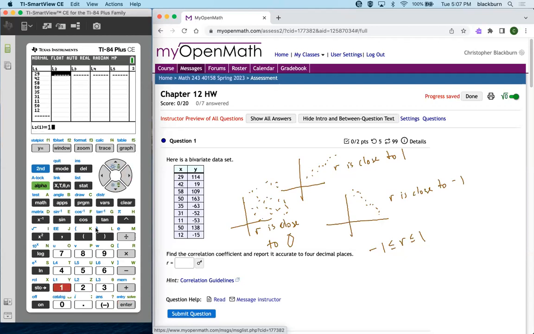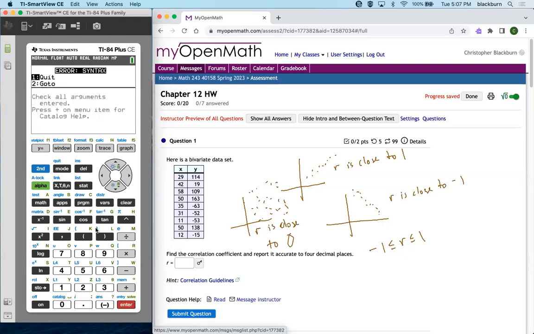List 2, 114, 19, 109, 163, negative 63, negative. Did I type 2 negatives?